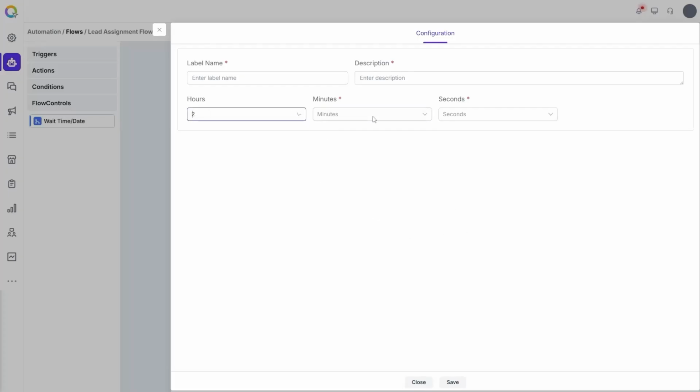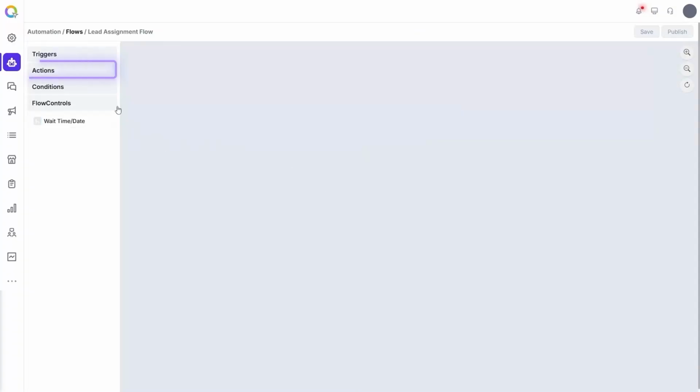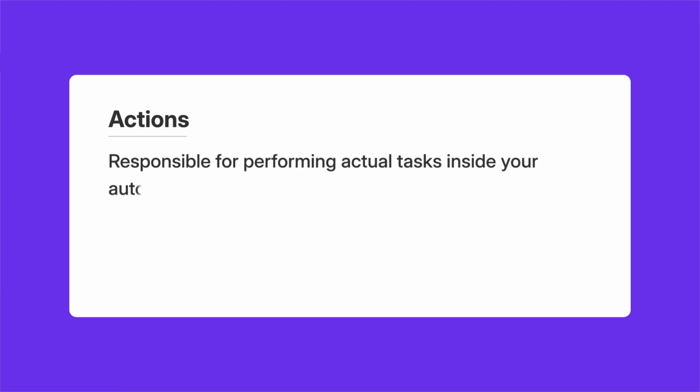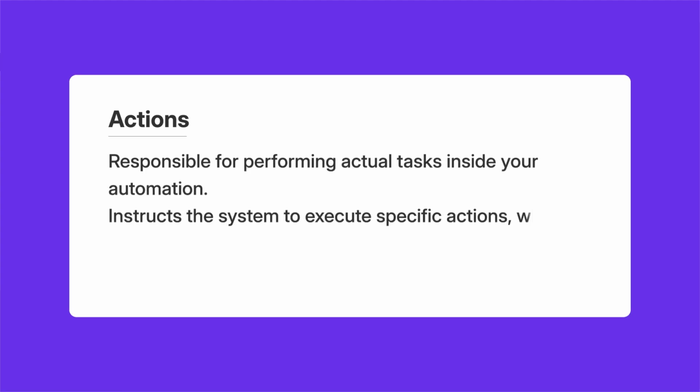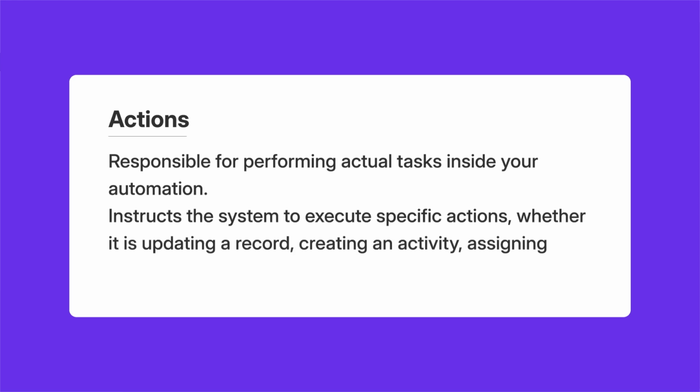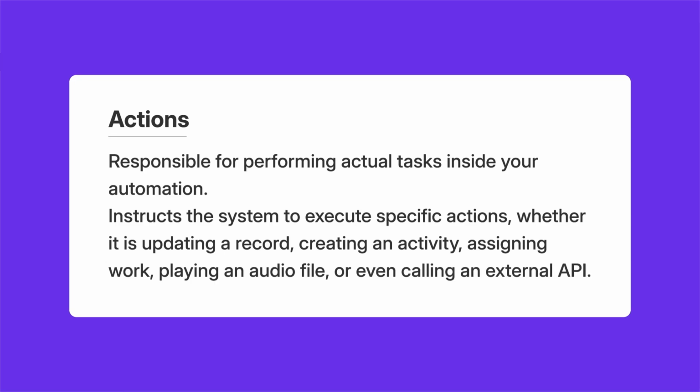For example, if you want to wait 2 hours, 30 minutes, and 5 seconds before sending a follow-up email, or hold an action until a scheduled date, this node helps you structure that timing. Finally, let's explore actions. Action nodes are responsible for performing actual tasks inside your automation. These nodes instruct the system to execute specific actions, whether it is updating a record, creating an activity, assigning work, playing an audio file, or even calling an external API.